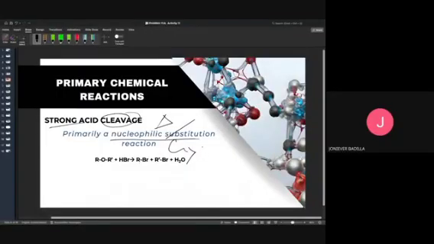Now, since we are talking about nucleophilic substitution, that can either be SN1 or SN2 type nucleophilic substitution, initiated primarily by protonation. Again, we've been talking about protonation, the addition of a proton. So mainly, this will be coming from the hydrogen atom that is part of your acid.